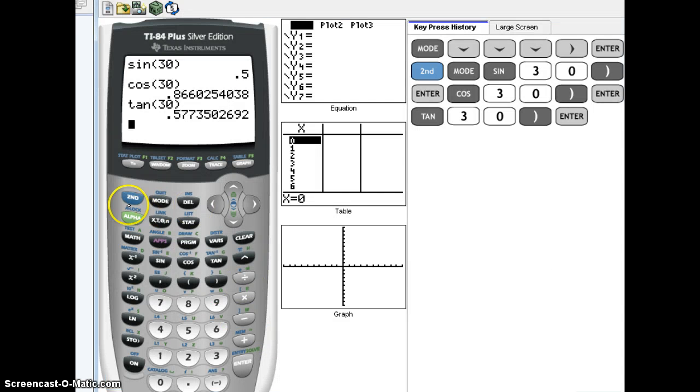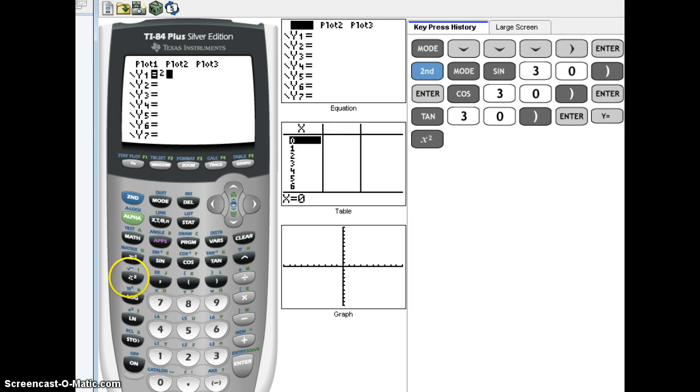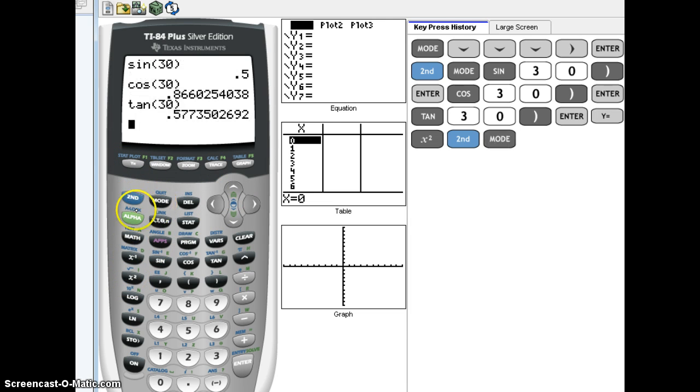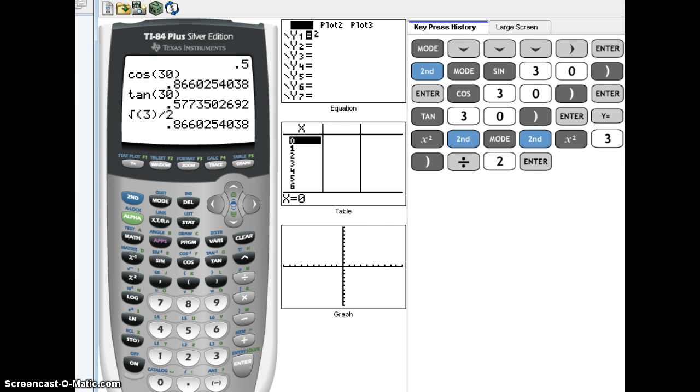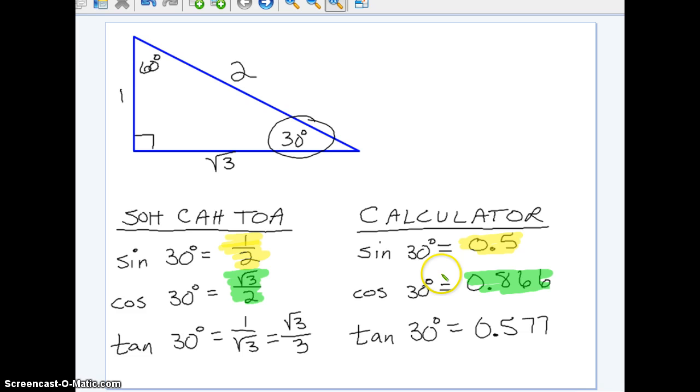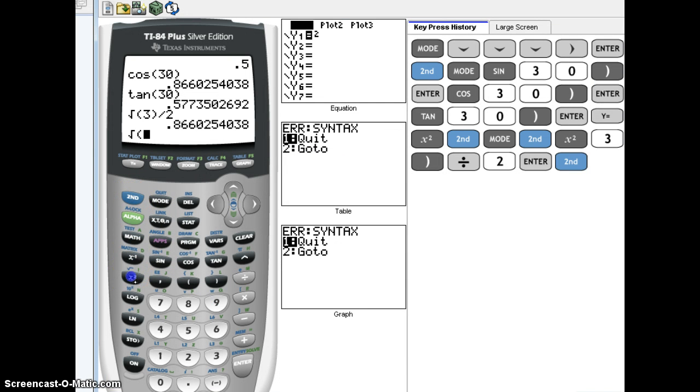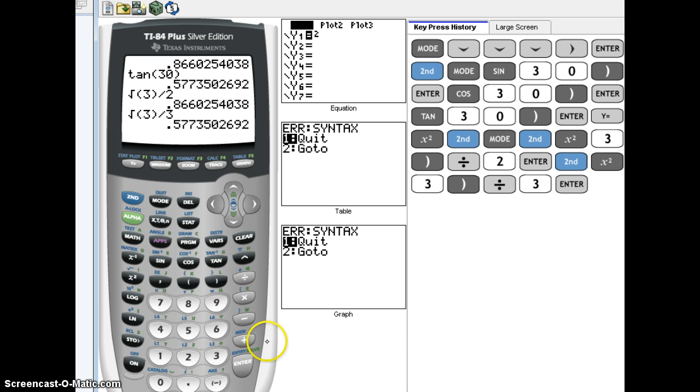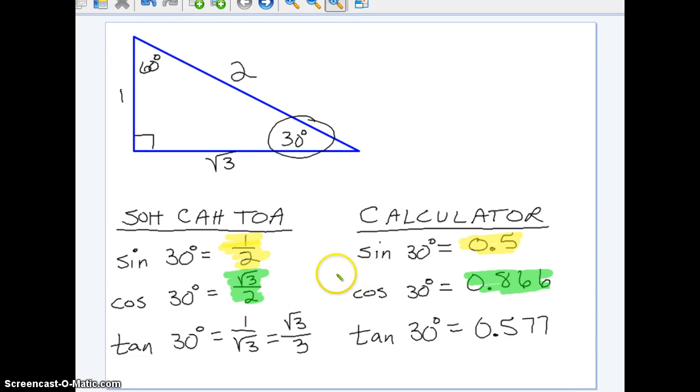So I'm going to do square root of 3 divided by 2 in my calculator. Square root of 3, divide that by 2. That's 0.866. So they match up. And the same thing for square root of 3 over 3 should be 0.577. Let's confirm it. Square root of 3 divided by 3, 0.577. So two different ways of finding the trig values for the 30 degrees.